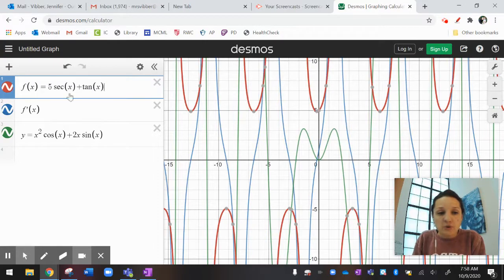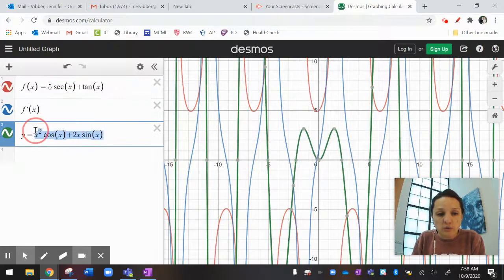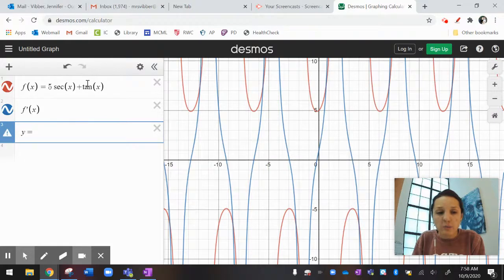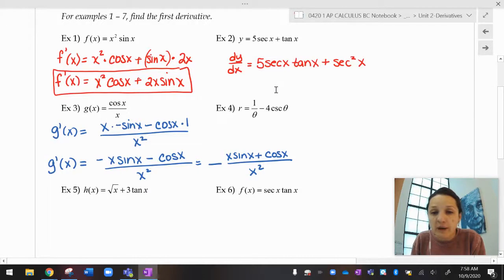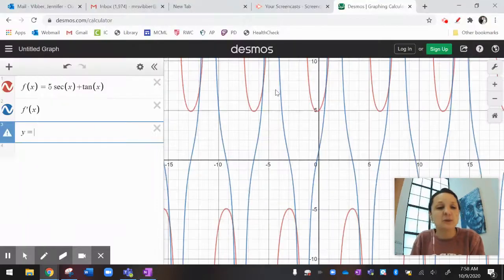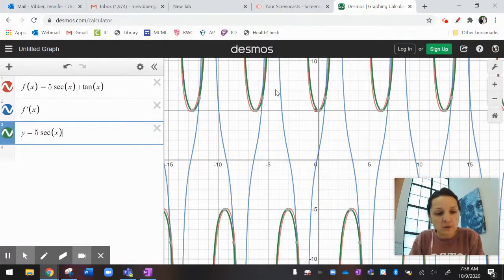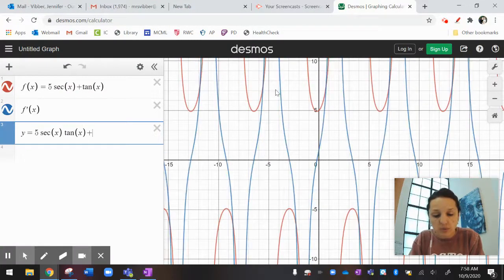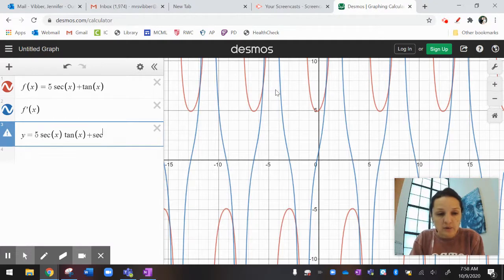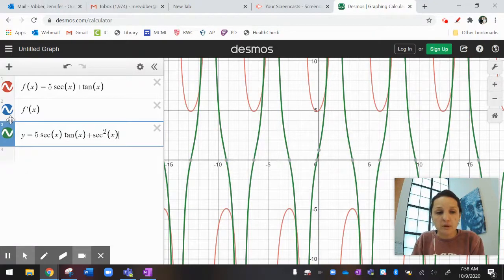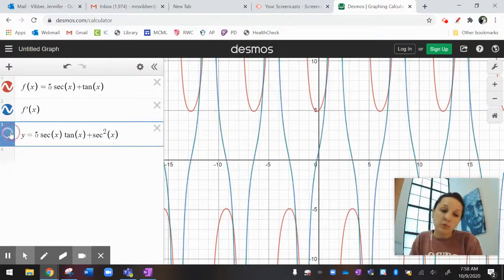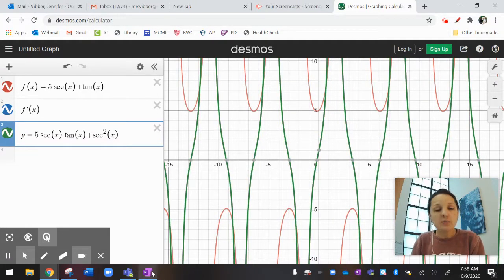All right. So there's my original. Okay, the red one's my original. The blue one is my derivative, or pardon me, the calculated derivative. Now I'm going to type in my derivative in number 3. 5 secant x tangent x plus secant squared x. Blue graph, green graph. Blue graph, green graph. Yay, we got it right.